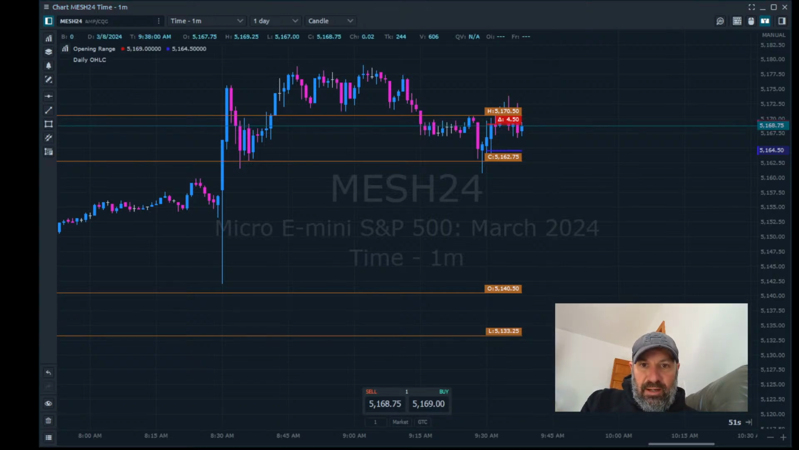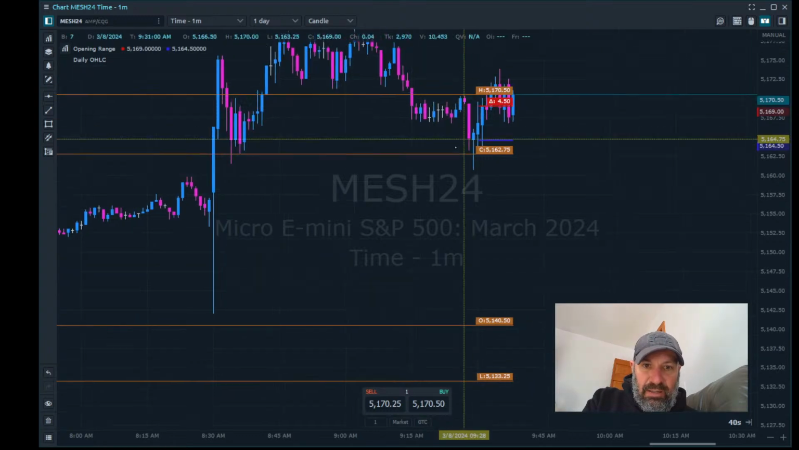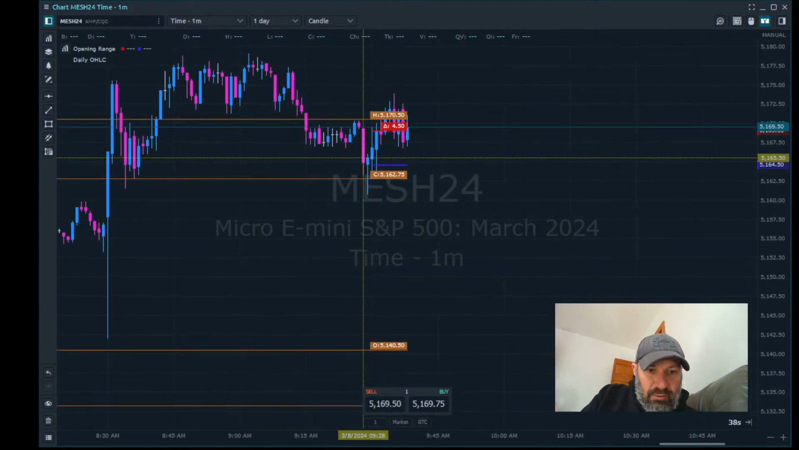So right now I'm just going to check out price action a little bit, see what's happening. Actually, we're going to expand this view and drag it over here a little bit for you. Kind of looking for a breakout of the opening range here to take.